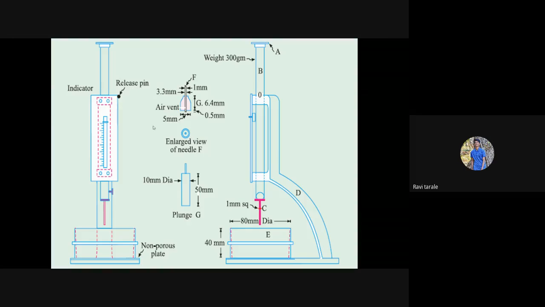Vicat apparatus. Ravi, very good. It's the Vicat apparatus. By this Vicat apparatus, first we'll find out normal consistency. Clear? Once you find out this normal consistency, that is denoted by P. So where can we use this value P in which other experiments, so that things will get clear to you.